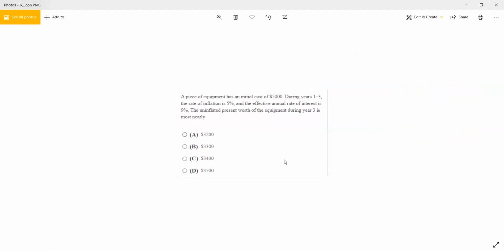Gotta love these interest tables. Okay, almost through with the econ. We can get to ethics pretty soon. Ethics is going to be nice and no math involved. It's just going to be what is the right thing to do kind of deal.